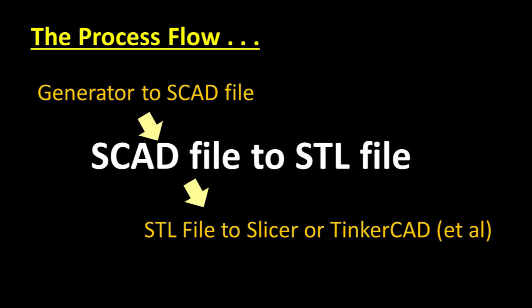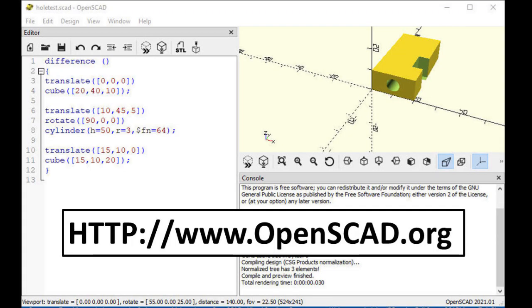But what's an SCAD file? SCAD is a 3D modeling language supported by a free Windows-based program called OpenSCAD, which can be downloaded from http://www.openscad.org. The language allows us to describe 2D or 3D objects we wish to create, including solids and holes.